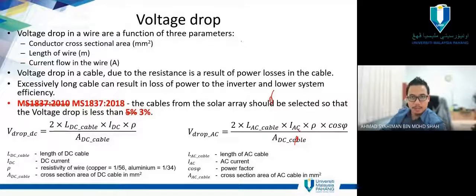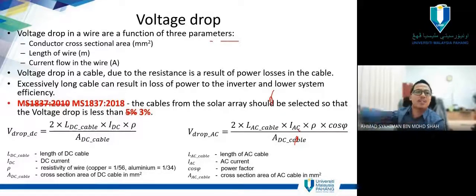Aku nak garis voltage drop tu. Okay, tak apa lah. Voltage drop in cable due to resistance, result of power loss in the cable, external cable. Okay, excessive long cable will lead to the higher voltage drop. That's logic. EPS pun you dah belajar pun. And then, yang inilah saya cakap yang digariskan panduan ini.